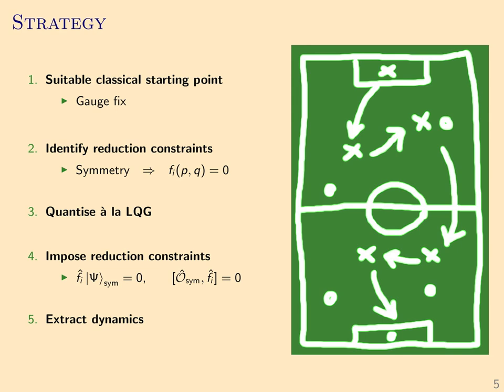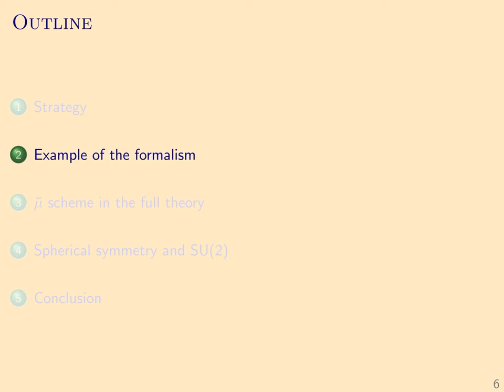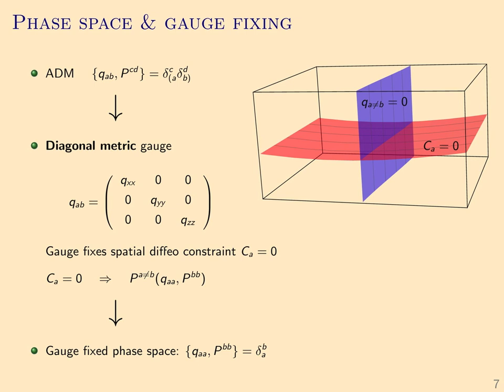So we now go to the next slide, which is slide number 7, where we start with this example of the formalism. So as said, we first start with a kind of standard general relativity. We start with the ADM phase space. It is coordinatized by the spatial metric Q. It has its conjugate momentum P, and they just have their standard canonical brackets. Now, in this phase space, what you do is you impose the diagonal metric gauge. So you impose that your metric Q is just a diagonal metric, and we call its diagonal entries Q_XX, Q_YY, and Q_ZZ. So this condition gauge fixes the spatial diffeomorphism constraint, which we here call C_A equal to 0.